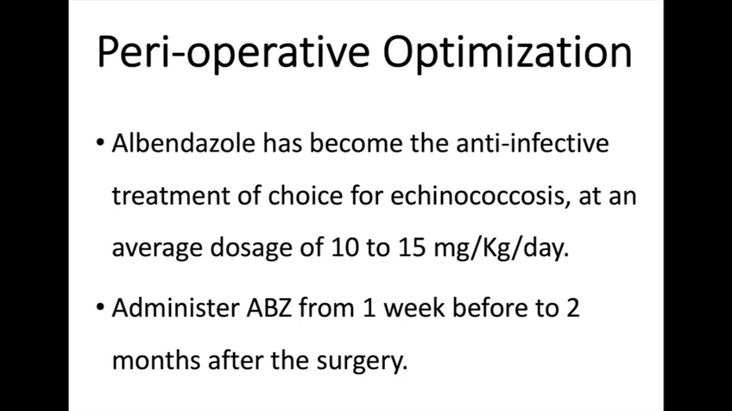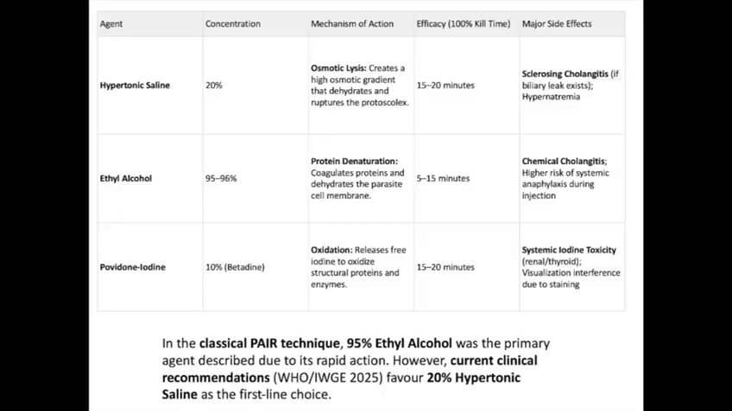Before the surgery, as the serology was positive, we started the patient on albendazole for 1 week, and post-operatively it is required for 2 months. There are basically 3 scolicidal agents which we have. Hypertonic saline is the one we use most commonly, 10 to 20%, and we have to be careful that it can cause sclerosing cholangitis if there is a biliary leak. The others are ethyl alcohol and povidone iodine.